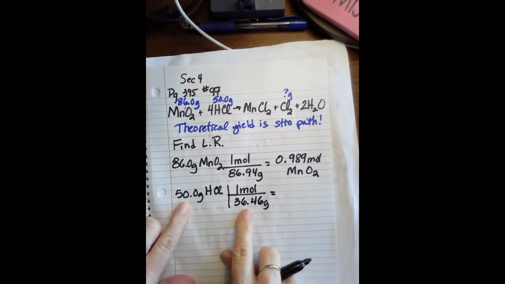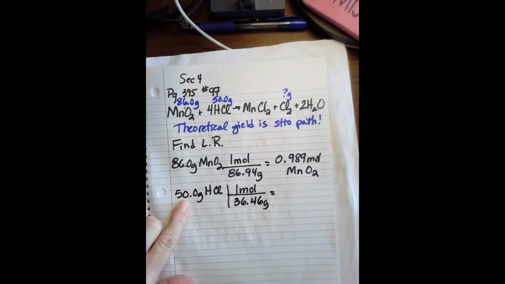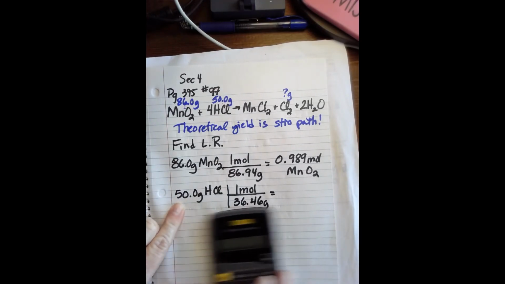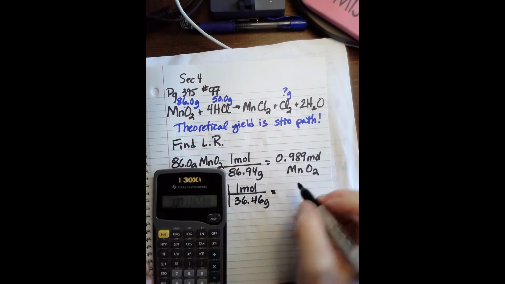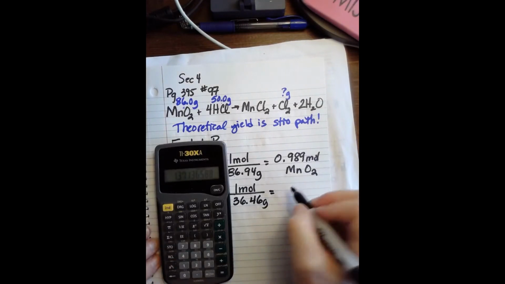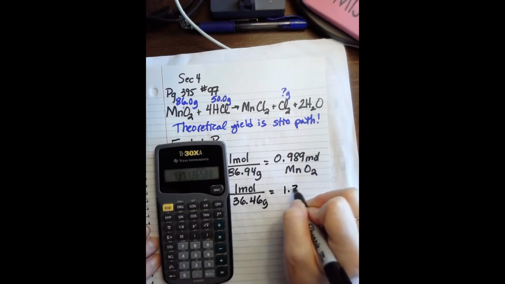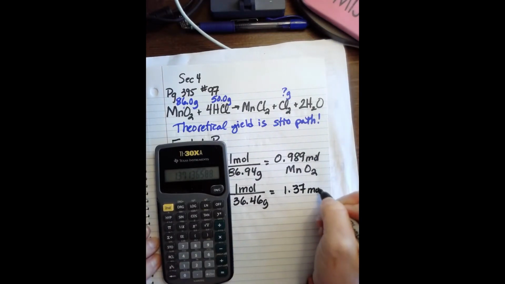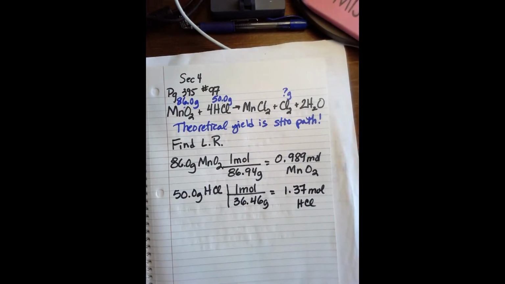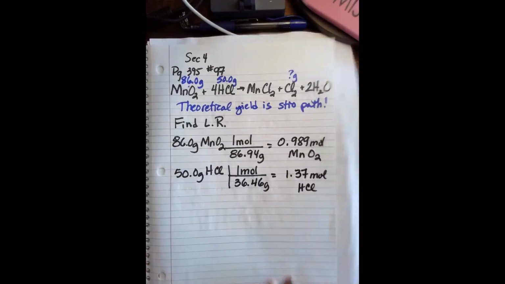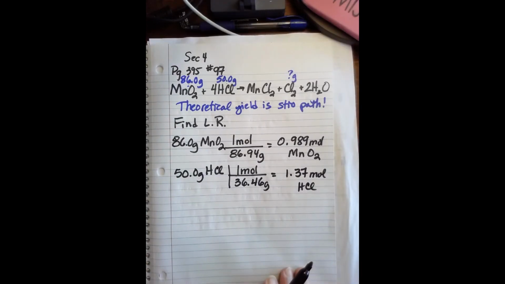So I have more than 1 mole. I can see that from my math. 50 divided by 36.46 equals, I can only have 3 sig figs, so I'm going to leave that 1.37 moles of HCl. So now I have done all the math work that I have to do in order to find the limiting reactant.